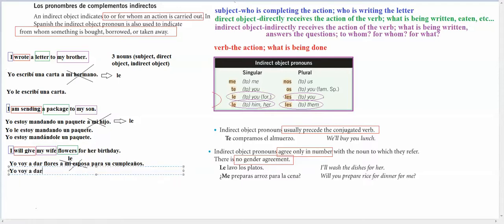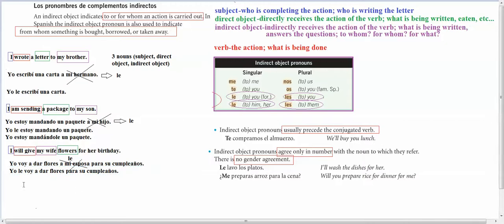Okay, so if I want to rewrite out my sentence, yo voy a dar flores a mi esposa para su cumpleaños. Okay, what I'm getting rid of is mi esposa. I'm replacing it with le, and where's it supposed to go? It goes either attached to an infinitive, I don't have an infinitive here, or it's going to go in front of a conjugated verb. My conjugated verb is voy, so I'm going to take my le and stick it here. Yo le voy a dar flores para su cumpleaños.